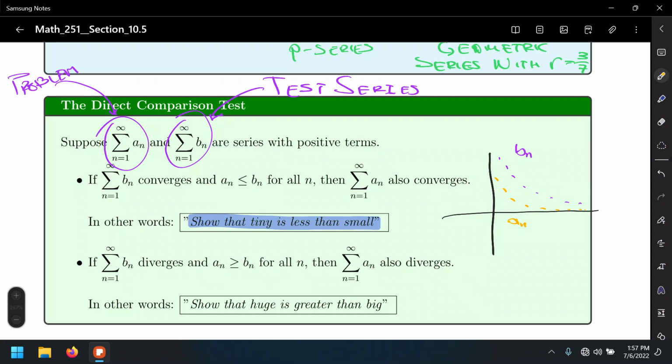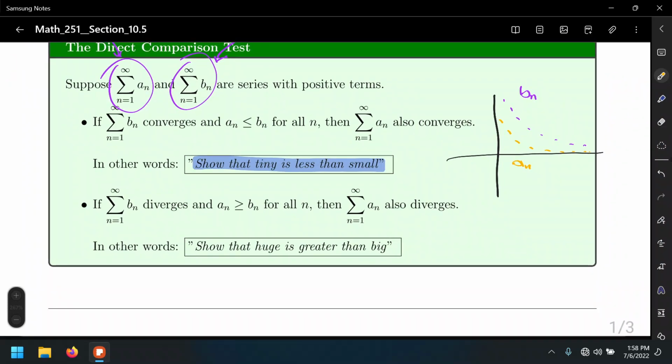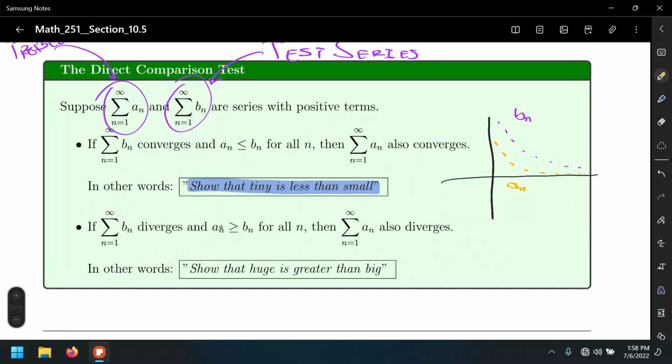All right? On the other hand, let's say that we end up with a simpler series that diverges instead. In that case, we need to make sure that the inequality in the other direction is true. In other words, we need to show that huge is greater than big. And let me give you a picture for this.